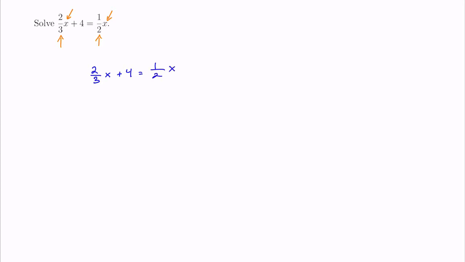is to look at the two fractions and to find the lowest common denominator for them. Given that we have denominators of 3 and 2, the lowest common denominator here is 6. And the way we're going to use 6 in this equation is instead of making these become fractions over 6, we will simply multiply both sides of the equation by 6.